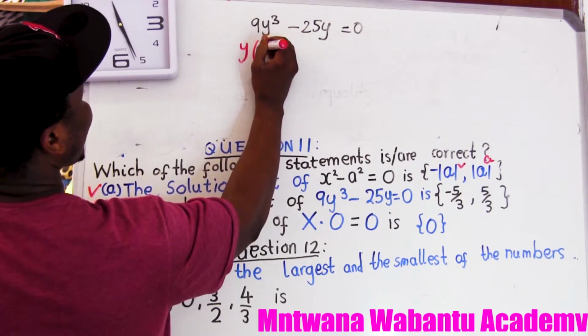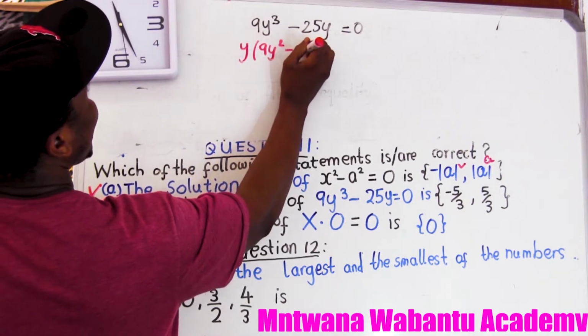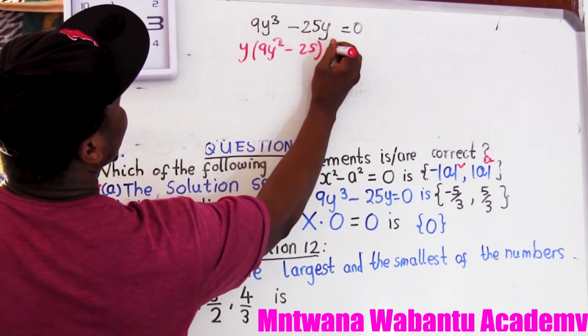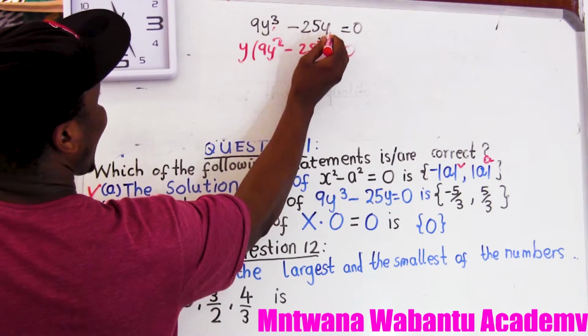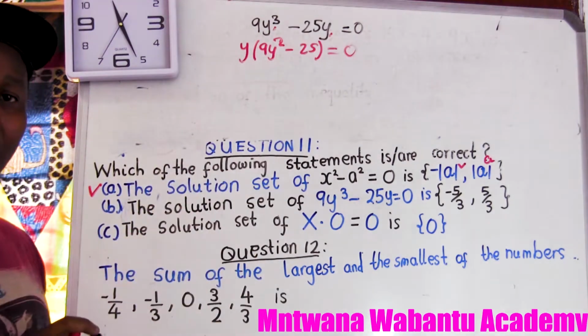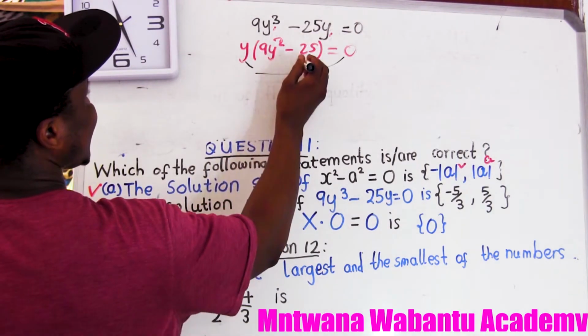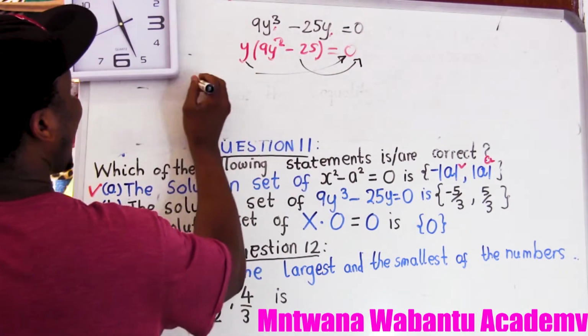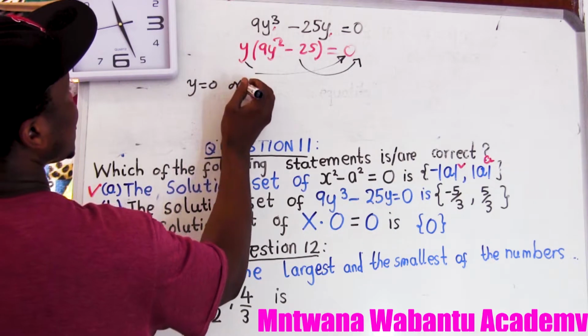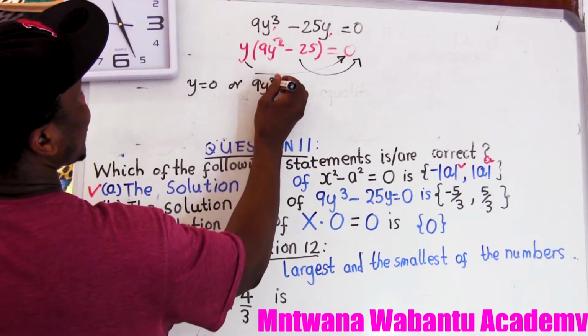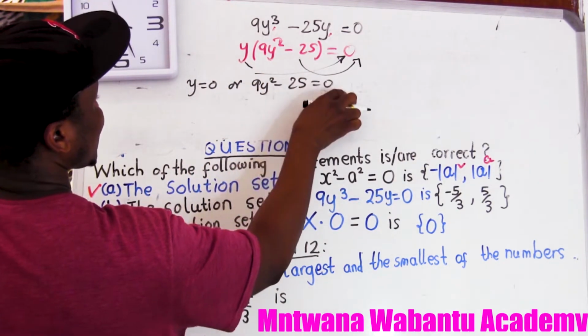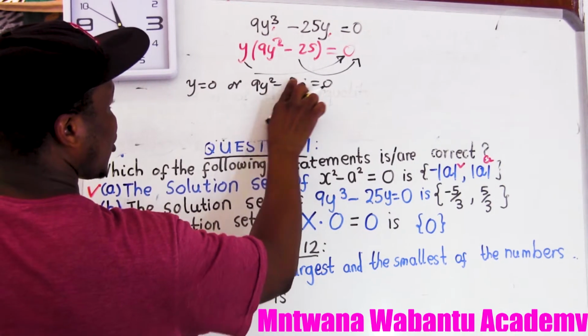If you factor out y, I'm left with 9y squared minus 25, equal to 0. Because y is common, but for the number we don't have a common factor, I'm going to say this equal to 0 and this equal to 0. So y equals 0 or 9y squared minus 25 equals 0. So I take this off, it's going to be 9y squared equals 25.